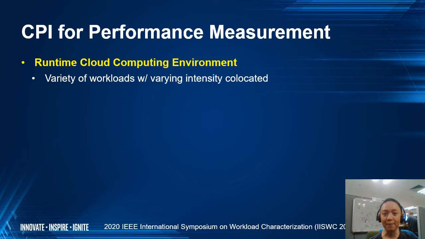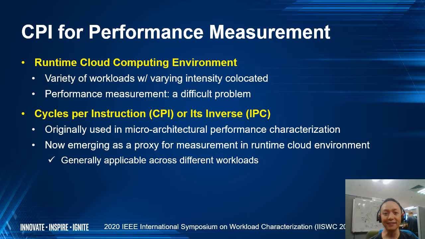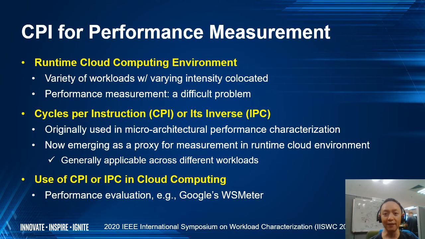In runtime cloud computing environments, a variety of workloads with varying workload intensities are collocated together. Performance measurement then becomes a difficult problem. Originally used in microarchitectural performance characterization, CPI or IPC is now emerging as a proxy for measurement in such an environment, since it is generally applicable across different workloads. For example, it is used to evaluate the performance change in Google's WSMeter and to detect contentions in Google's CPI2.